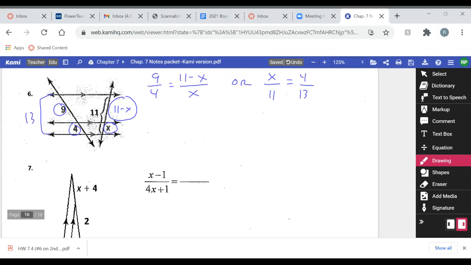Okay, so again, I can solve either one. I'm going to get the same answer either way. I'm just going to solve the one on the right because I think I'll get to the answer quicker, but either one is fine. And either way, I should end up with 44 over 13. You can leave your answer like that, or you can go and divide and get 3.4.